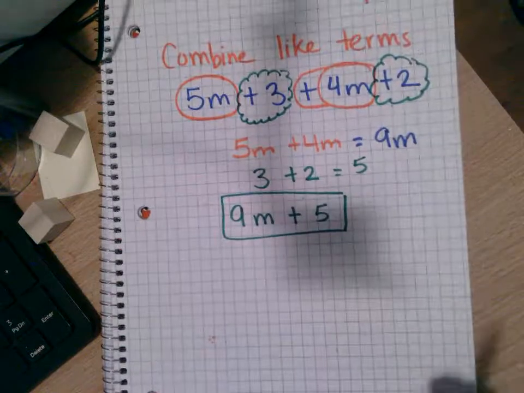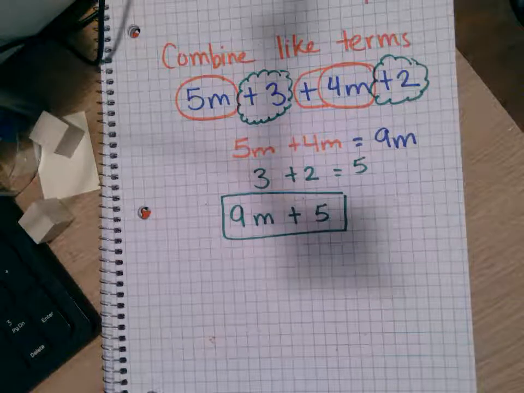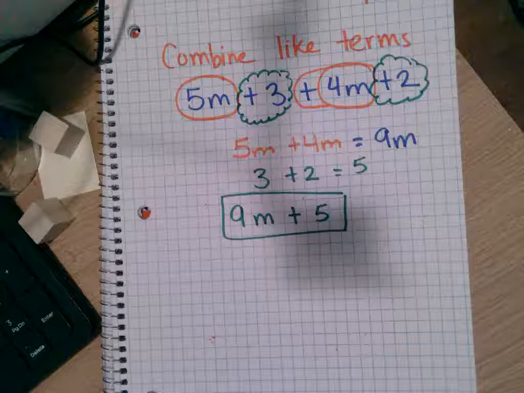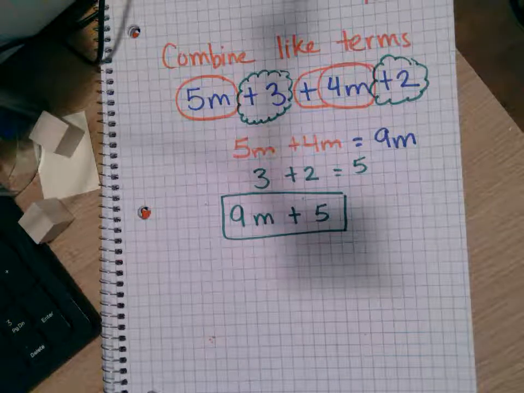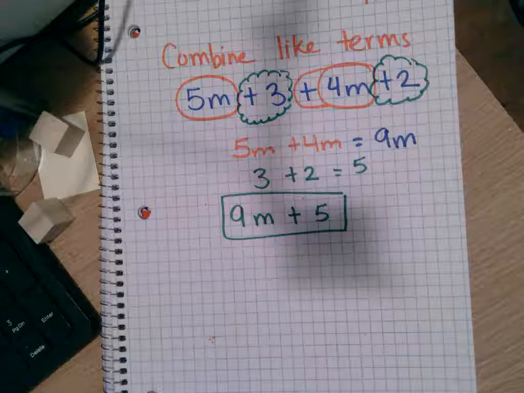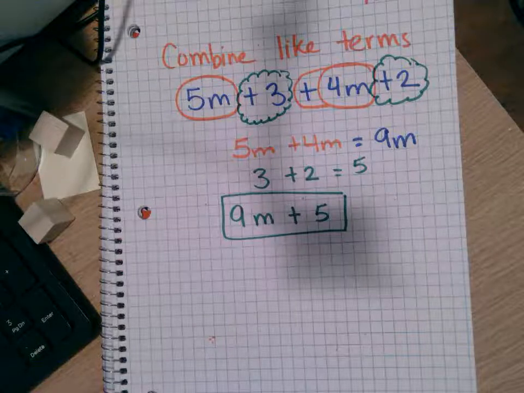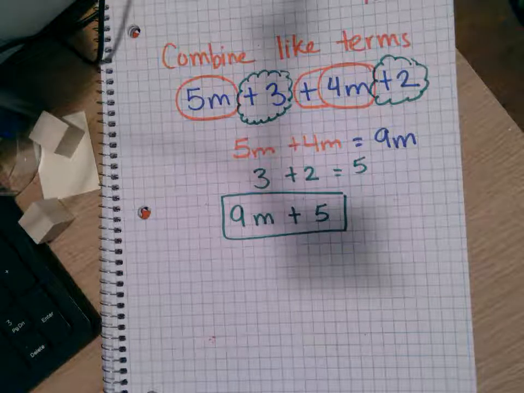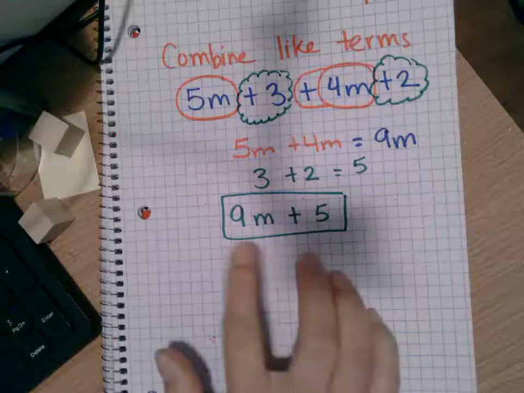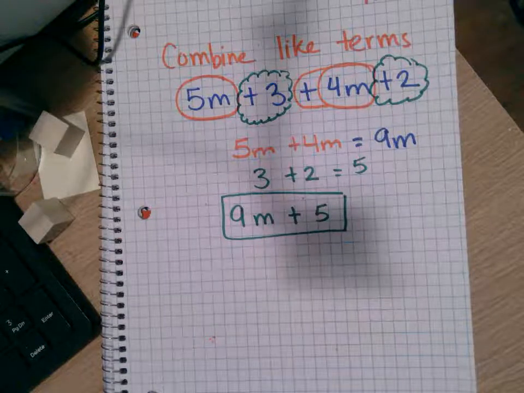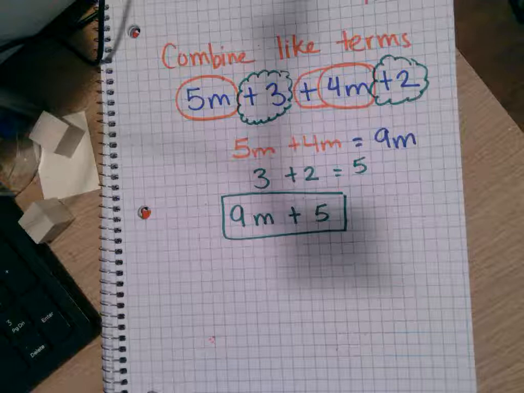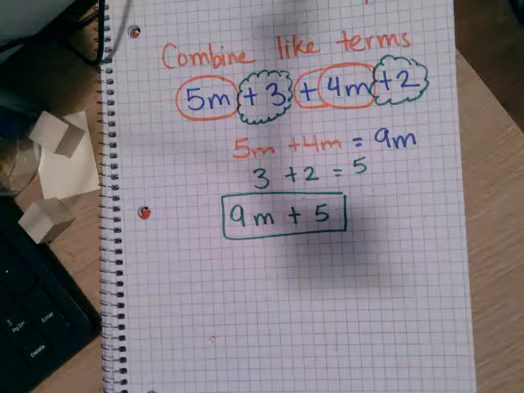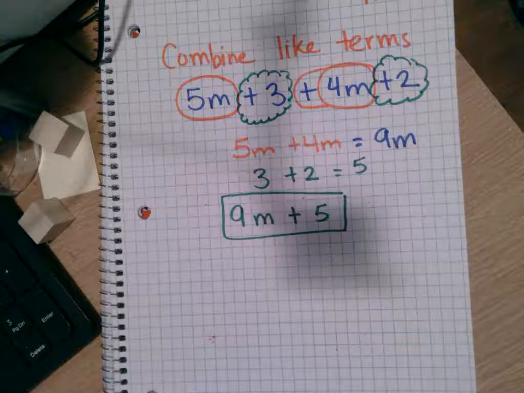Wait, so you can only add them if they're the same? Yes, you can only add them when they have the same variable, when they look alike. So your answer is like not done? Yes. The answer is the expression. This is technically what is called an expression. Expressions have no equal sign. If it's an equation, it would have an equal sign and you can actually solve it.